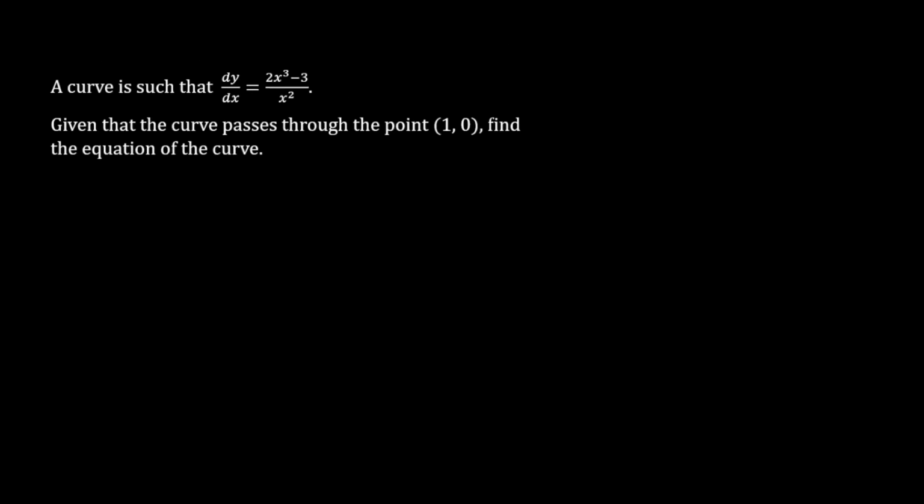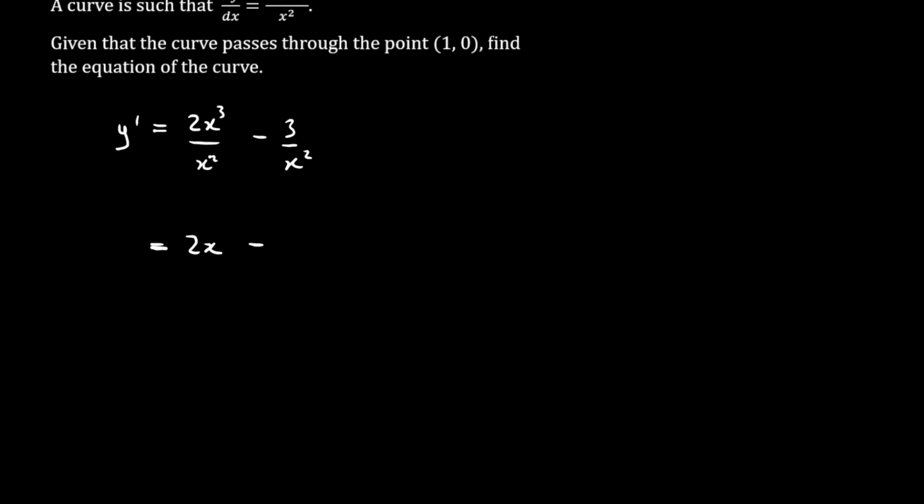So let's go down here. We've got another curve where we know that dy/dx is this thing here, and it passes through another point. Well, again, we've got to reverse differentiation. So why don't we start by simplifying this thing? We're going to get 2x cubed over x squared minus 3 over x squared. And we can rewrite this as 2x, because x cubed divided by x squared is just x, minus 3x to the power of negative 2. Okay, so that's our y prime.